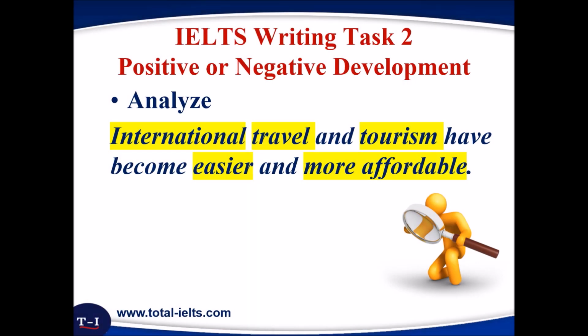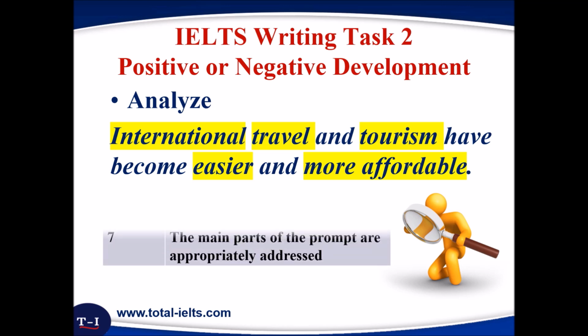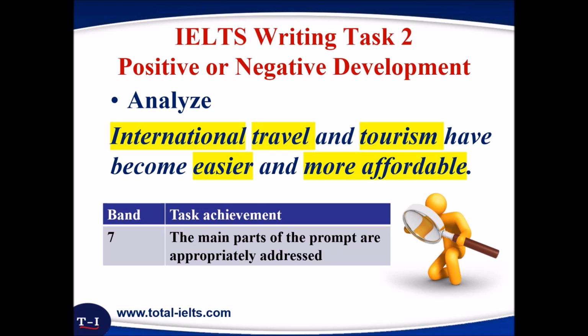Begin by analyzing the prompt so you fully understand the task. You can do this by highlighting the key words in the prompt itself. For example, international travel, tourism, easier, more affordable. To get a Band 7 in task achievement, the main parts of the prompt must be appropriately addressed.